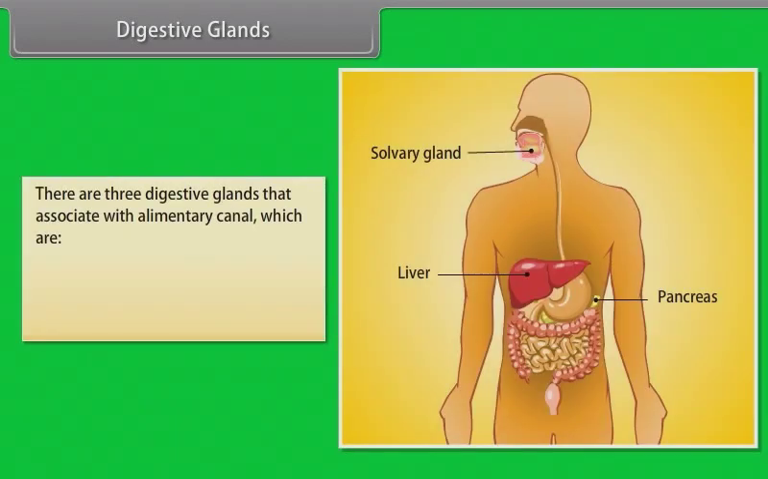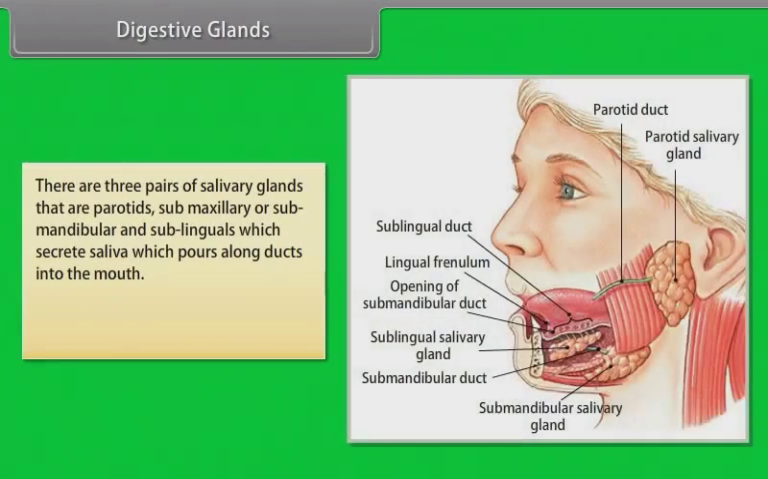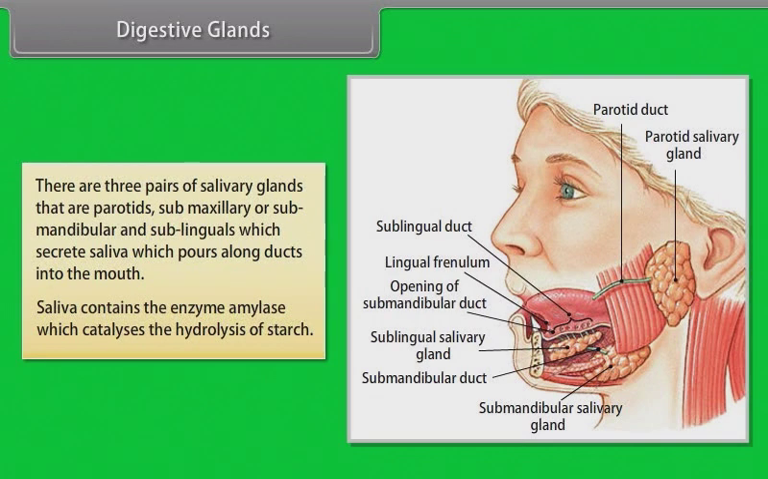Digestive glands. There are three digestive glands that associate with the alimentary canal, which are the salivary glands, liver, and pancreas. There are three pairs of salivary glands: the parotids, submaxillary or submandibular, and sublinguals, which secrete saliva, which pours along ducts into the mouth. Saliva contains the enzyme amylase, which catalyzes the hydrolysis of starch.